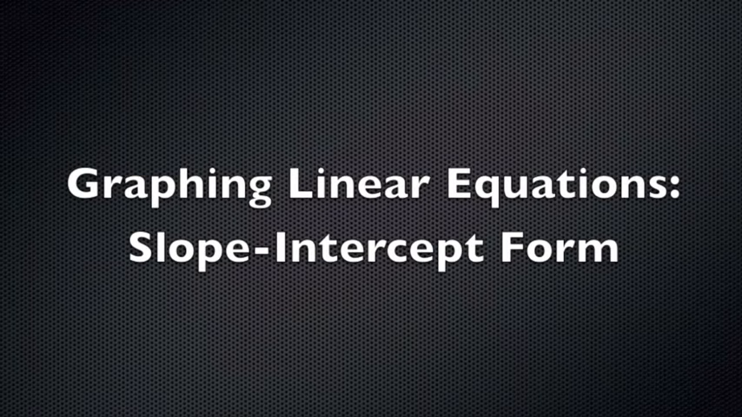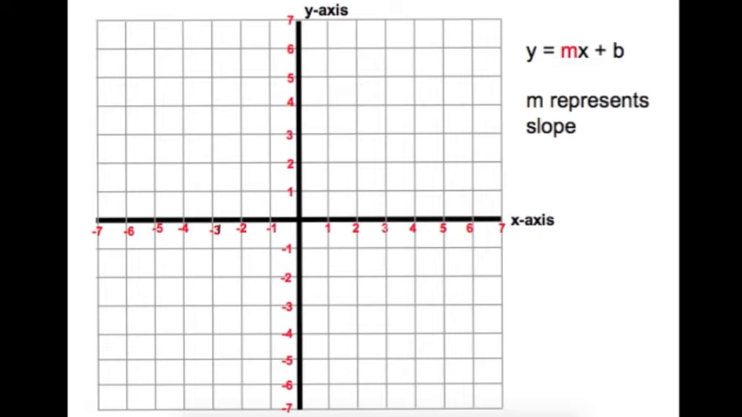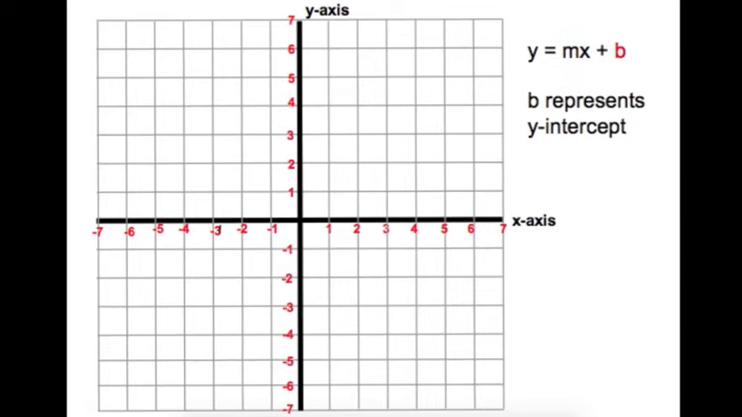This video tutorial will look at graphing linear equations that are in slope-intercept form. Slope-intercept form is y equals mx plus b. The number substituted for m represents the slope, and the number substituted for b represents the y-intercept. When given these two pieces of information, we can graph a linear equation.